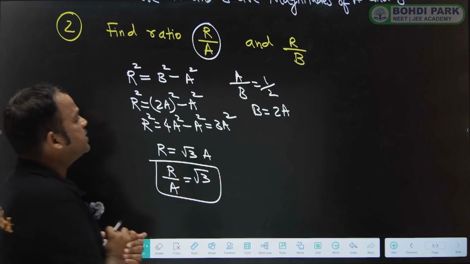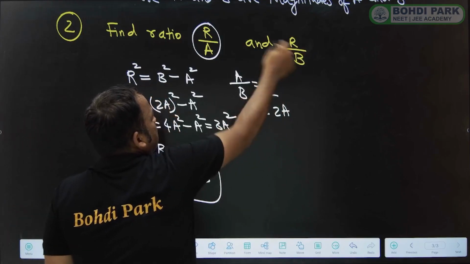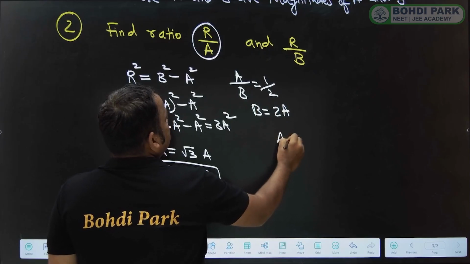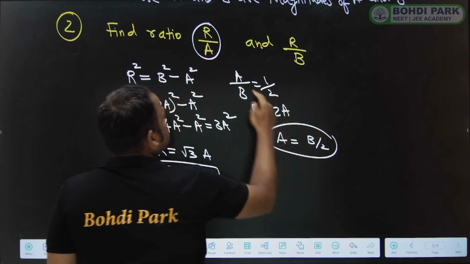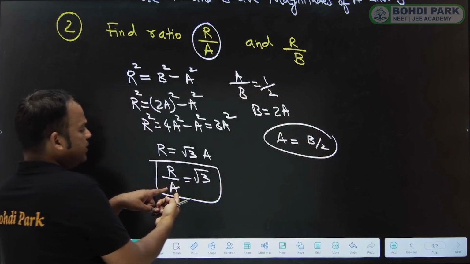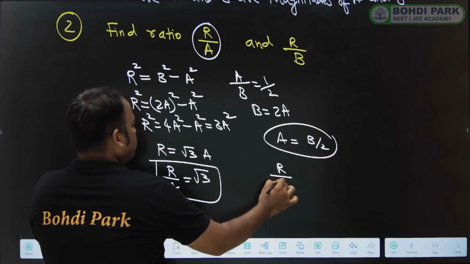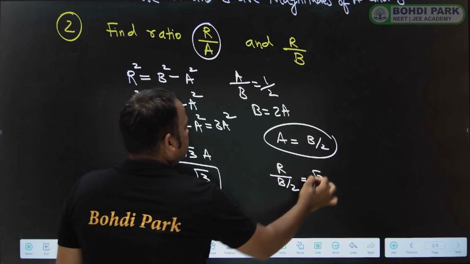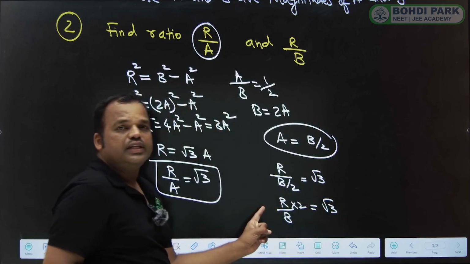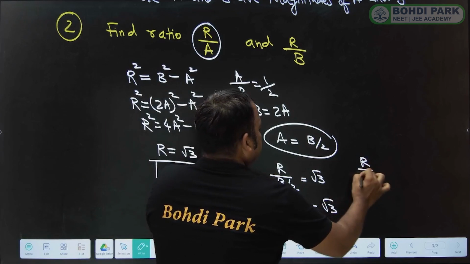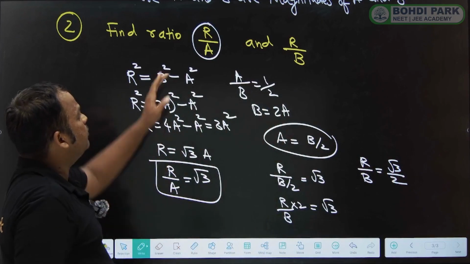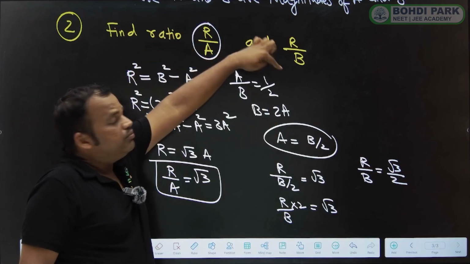So next, r by b. How to find r by b? So we have a is equal to b by 2, using this ratio, a by b is 1 by 2. We will put it here. So r divided by b by 2 is equal to root 3. So r by b into 2 is equal to root 3. So we have r by b is equal to root 3 by 2. So we got all our answers, r by a, r by b and a by b.